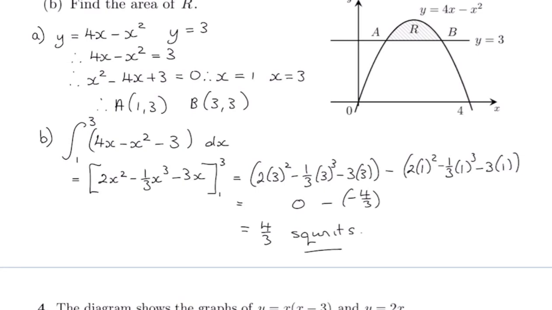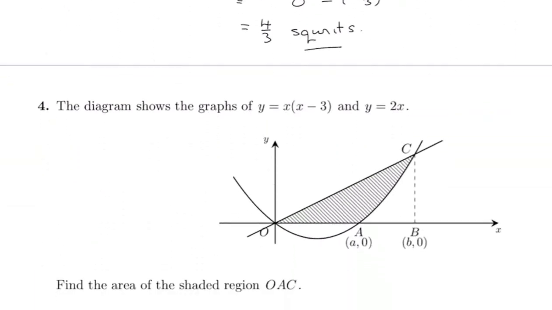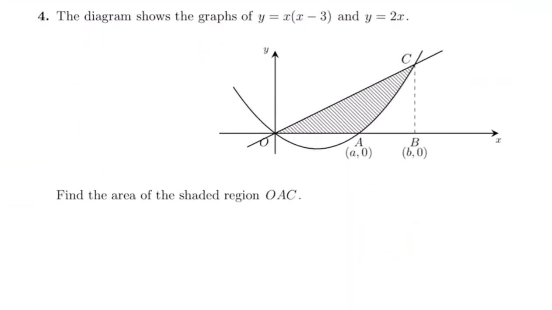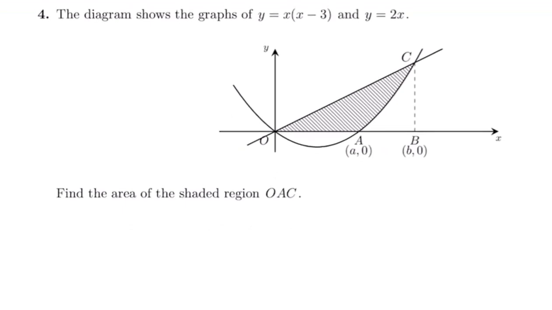Right. Now, the last bit we'll have a little look at. Now, this question is quite a challenging question. It says the diagram shows the graphs of y equals x(x minus 3) and y equals 2x. And what we are going to have to do, we have to find that area. Now, do notice it's not the complete area between the line and the curve. The bit of the curve that dips under the x-axis is not going to be included.